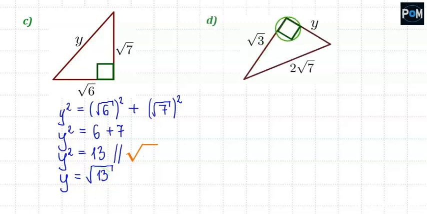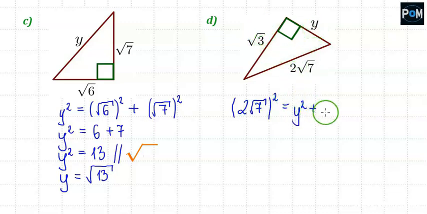Example D. We have a right triangle. We move opposite the right angle to find the hypotenuse. That's 2 square roots of 7. We need to square this, so it's essential to put it in parentheses. Roots go in parentheses, especially if there's a number in front of the root. So we put that into the brackets and square it. This equals y squared plus this single square root of 3 squared. Roots in parentheses. Now we need to square this, but in the bracket we have two things.